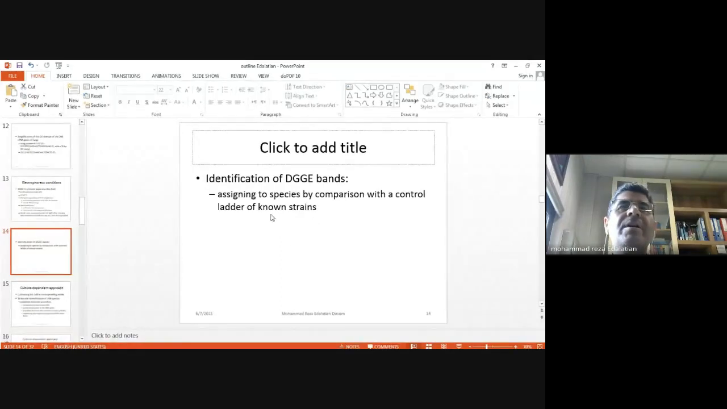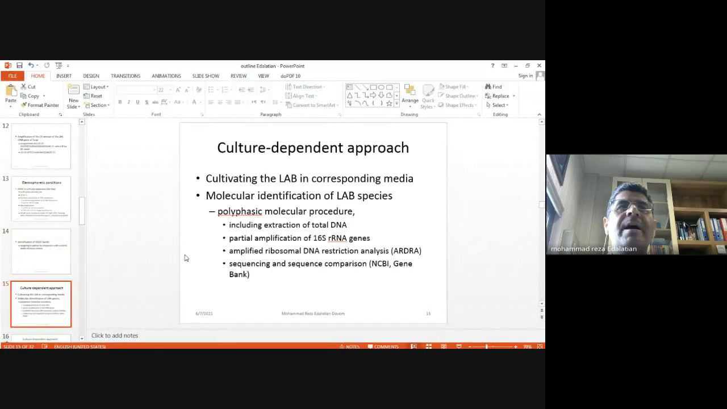So here, the first identification, the culture-independent identification, is finished in this slide. And in the next slide, let's start with the second approach. The second approach is the culture-dependent approach. Now I want to explain for you the culture-dependent approach.